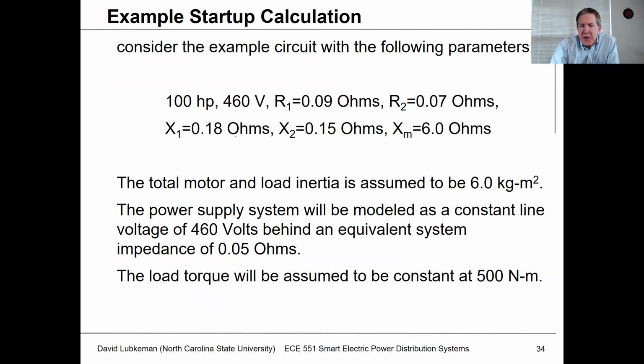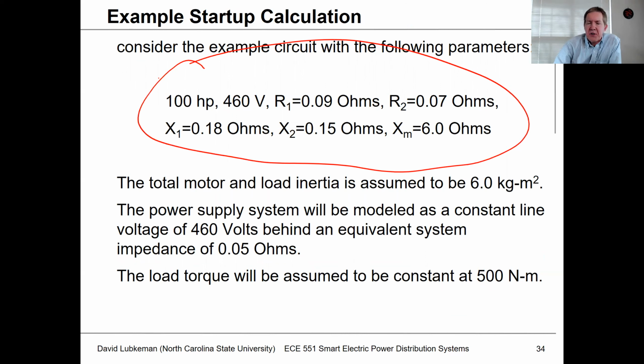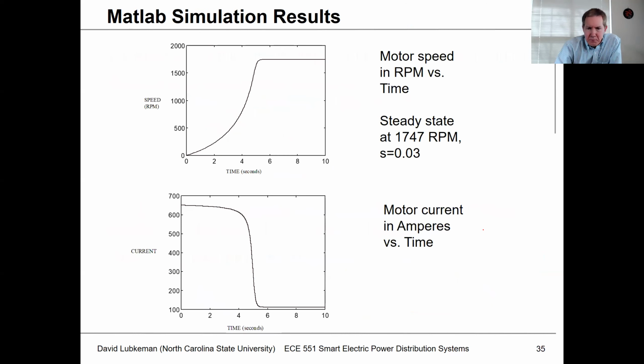When you do the simulation, I've got some numbers here, and this isn't a very big machine. This is a 100 horsepower machine, but we'll assume the load torque's just a constant to keep this simple. And what you'll see is that the speed starts out at 0, and it takes a while to get going. But once this thing gets going, it rapidly speeds up, and then it goes into a steady state speed that in this case corresponds to a slip of 0.03.